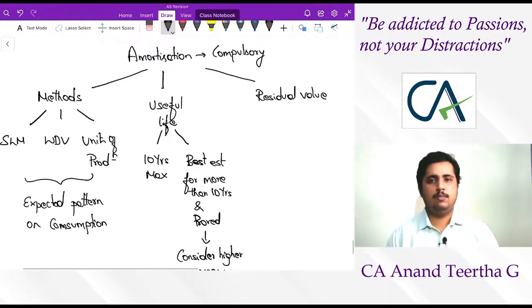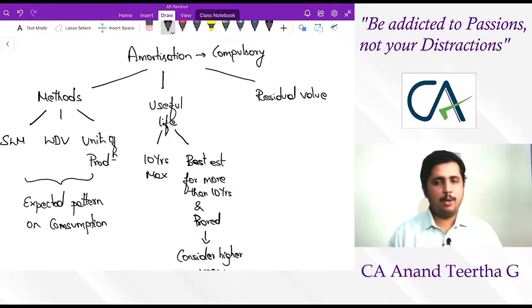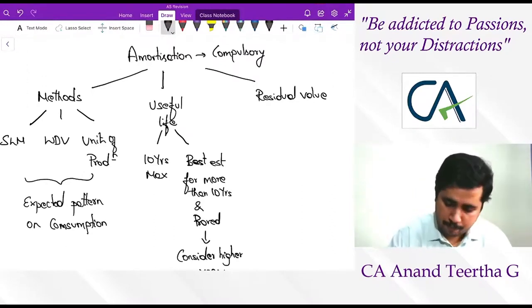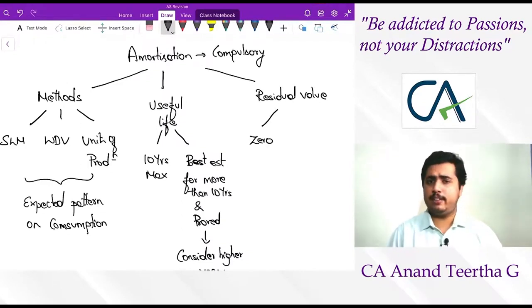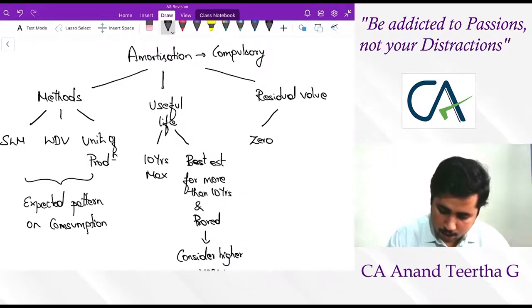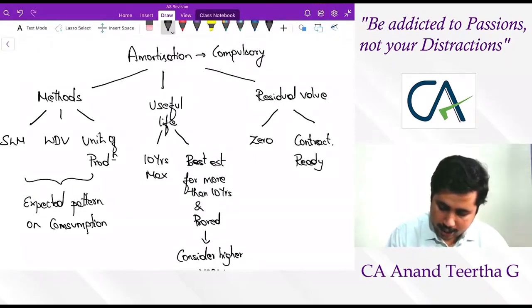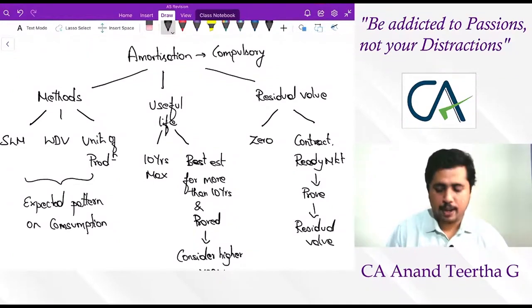Residual value. Now, for amortization purpose, you need the residual value mechanism. Now, residual value, how could it be considered? When it comes to residual value, it is always 0, because normally an intangible asset doesn't give you any residual value. However, if there is any contract or any ready market, again, you have to prove them. If you could prove it, then you can consider the residual value accordingly. Estimate the residual value accordingly.